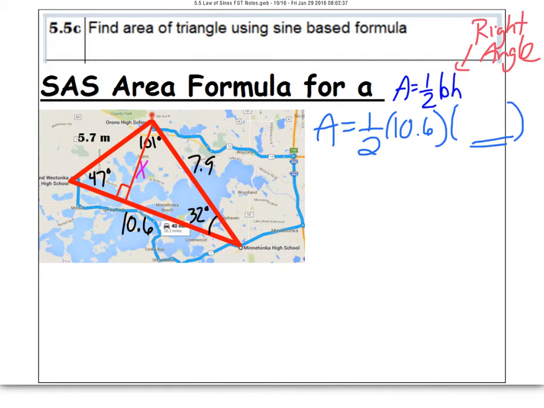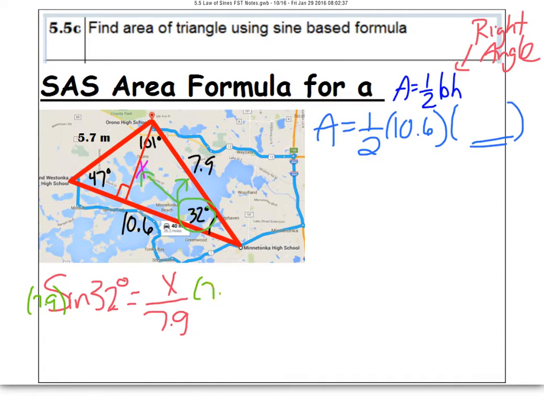Well, I have enough information to find the height. I know how to use SOHCAHTOA. So why don't I come in for the height, and look at this angle and notice I have the opposite and the hypotenuse, so I can find the sine. So the sine of 32 degrees is equal to x over 7.9. If I type the sine of 32 degrees in my calculator and then multiply it by 7.9, I'll solve for the side length of x, and that's going to be 4.169.